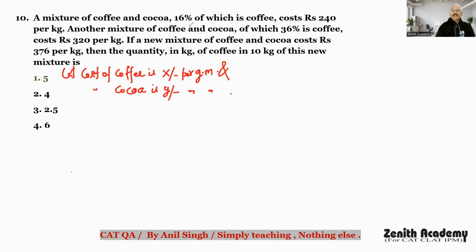like 16% coffee in the first mixture. So in 1 kilogram, which is 1000 grams, 16% is 160 gram coffee. Cost is 160x. Remaining 840 grams is cocoa, into Y, equal to the cost, 240 rupees. And in the second mixture, 36% coffee means 360 gram coffee into X rupees plus remaining 640 cocoa into Y is equal to 320.